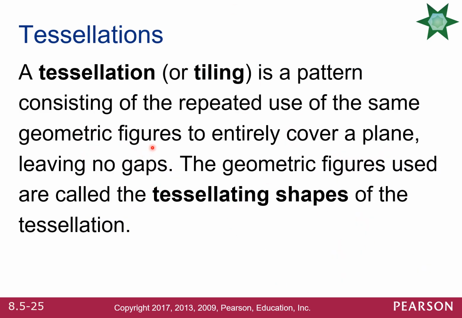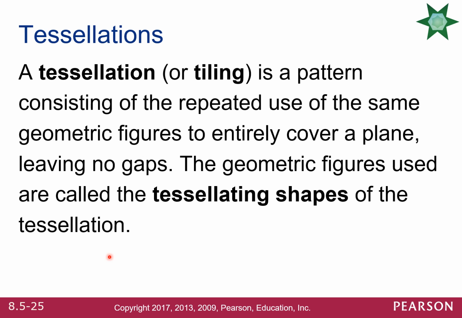Now, as far as tessellations are concerned, we will understand what it is and then look at some examples. A tessellation or tiling is a pattern consisting of the repeated use of the same geometric figures to entirely cover a plane, leaving no gaps. The geometric figures used are called the tessellating shapes of the tessellation. So it's a mosaic pattern formed by putting together several polygonal shapes and creating an artistic design, so to speak.